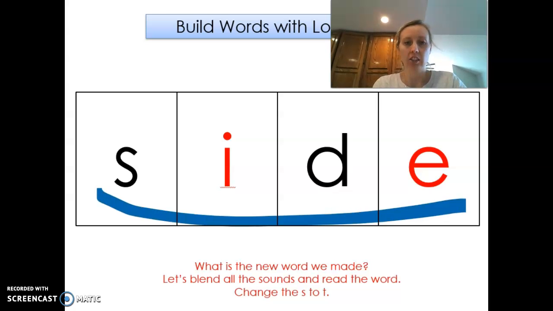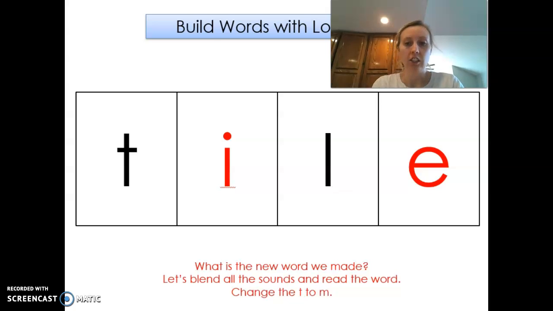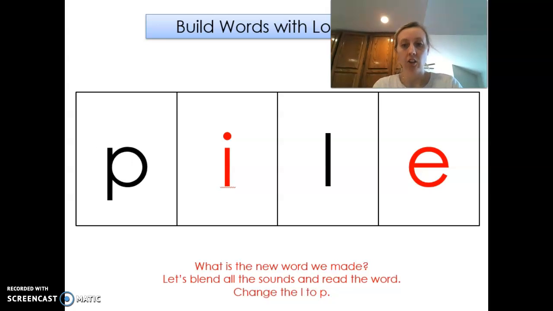Okay, this word, let's read it. Side. Change the s to t. Tide. Change the d to l. Tile. Change the t to m. Mile. Change the m to p. Pile. Change the l to p. Pipe.